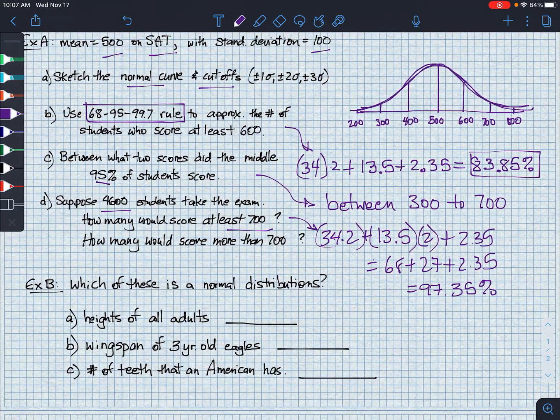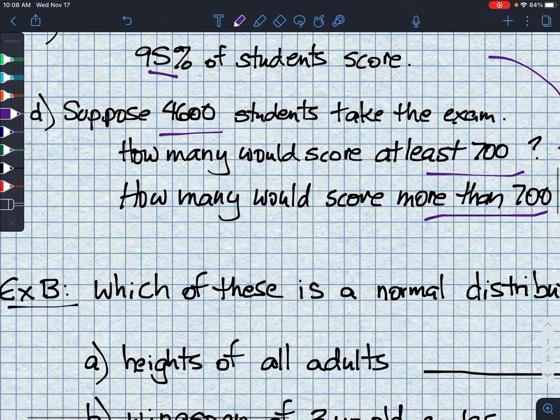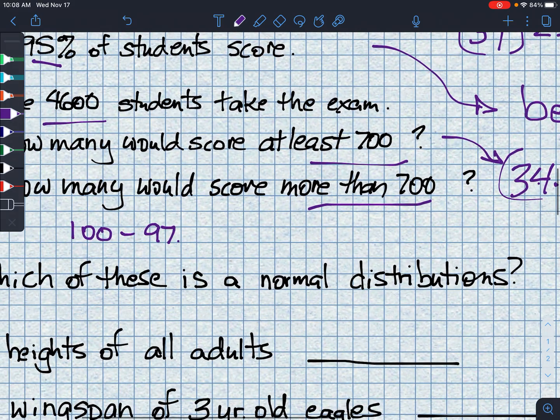97.35% of the population have a score of at least 700. Well, how about more than 700? Well, that would be the rest of the population, correct? So to find out this population, I'm just going to take this number and subtract it from 100. Okay, so 100 minus 97 point, what did I say? It's 35. Is 2.65%. Okay?